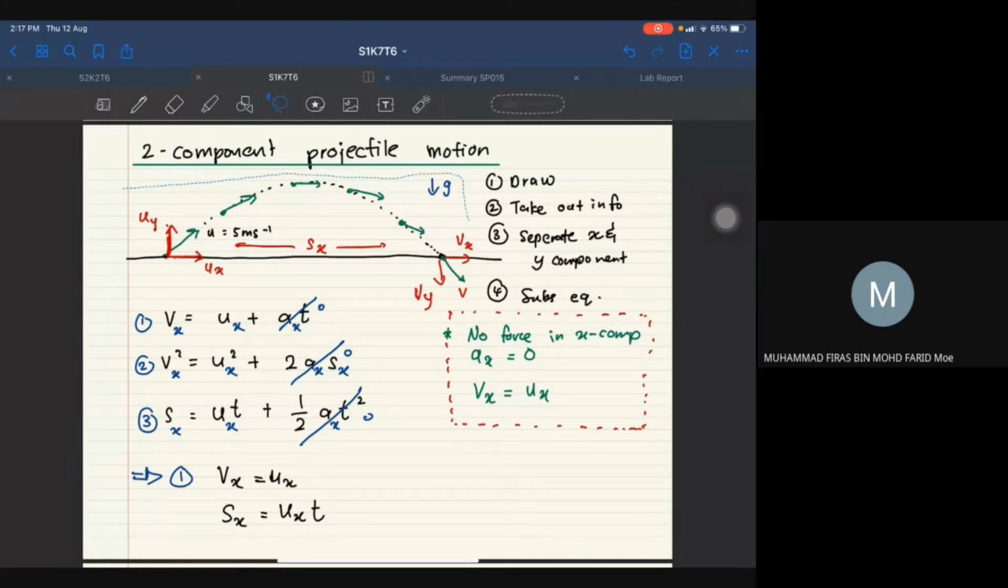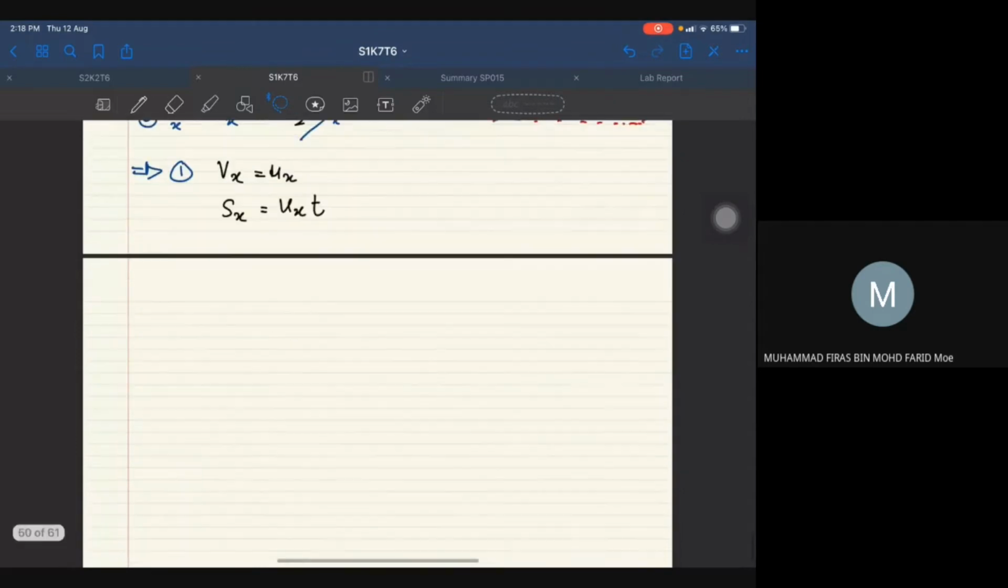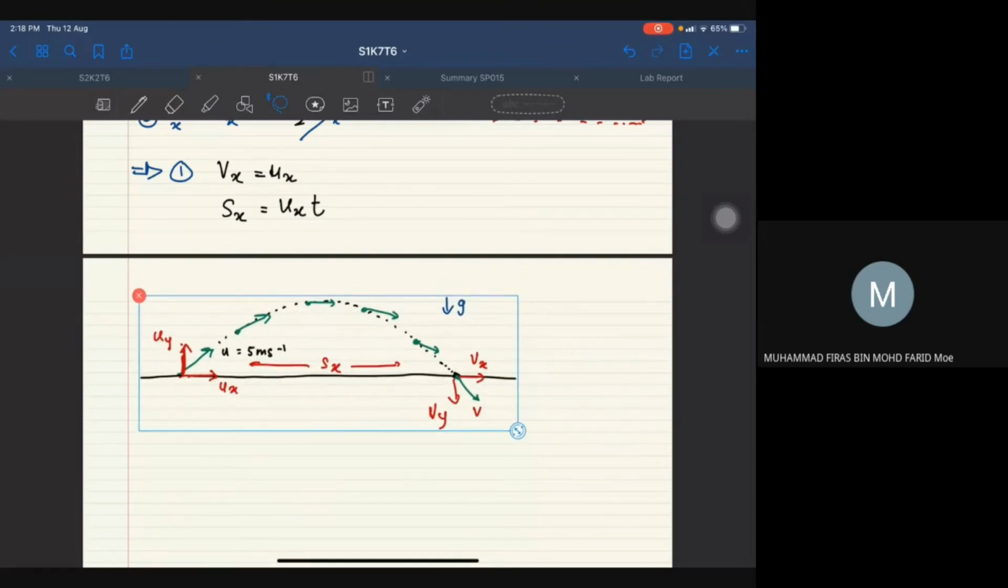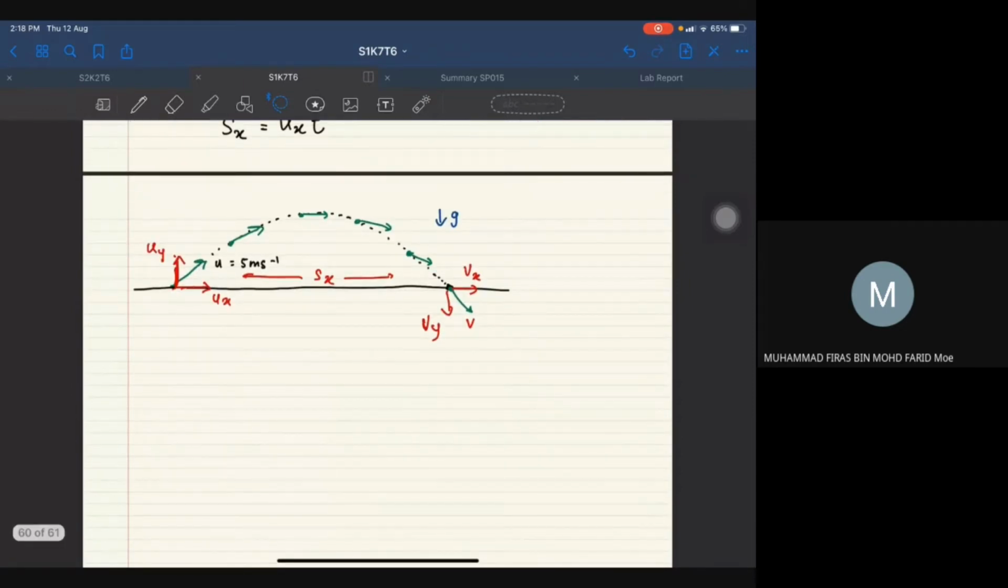So what I'm going to do, I'm going to copy this diagram, bring it down there to the new page. Okay, so the same situation. Okay, now you know that there's a force acting in the Y component. So for this one is for Y component. Okay. So you can treat this situation separately. X dengan Y tu kita boleh treat dia separately.